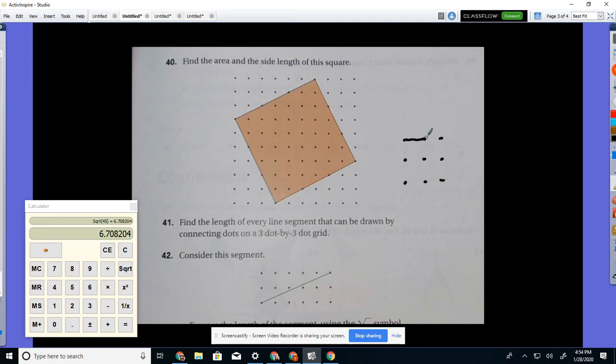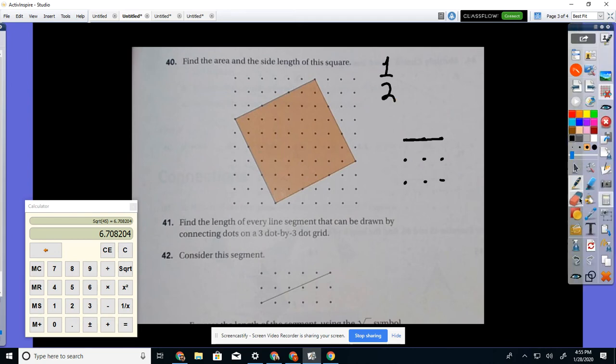So find the length of every line segment that can be drawn. We have a length of 1. 1 can be drawn. We have a length of 2. 2 can be drawn. We do not have a length of 3. Why not? Because once we start going diagonal, the rules change.